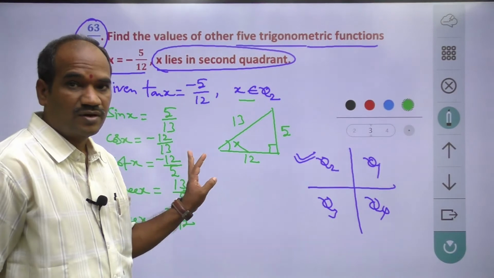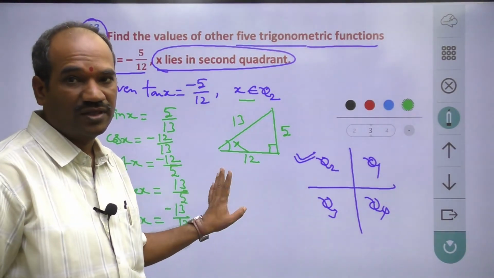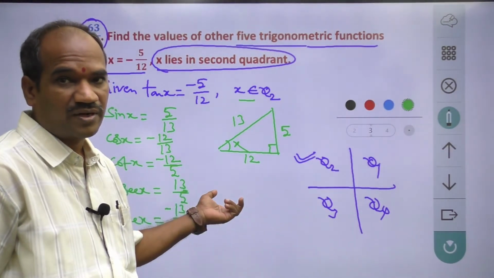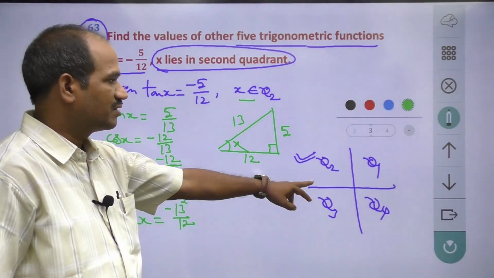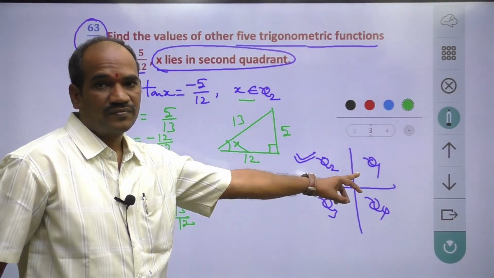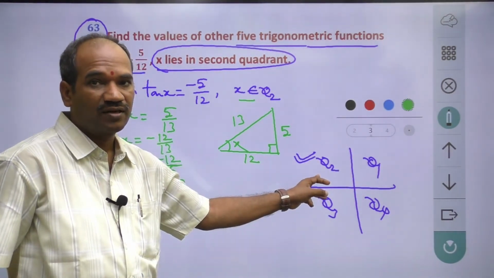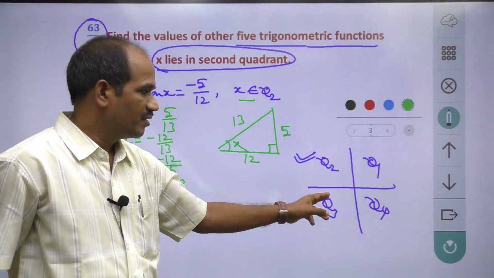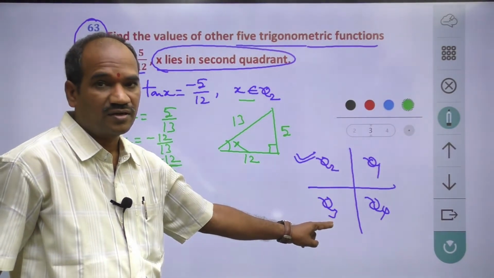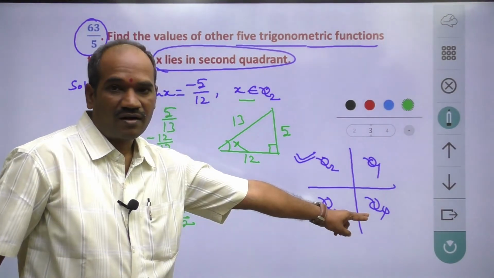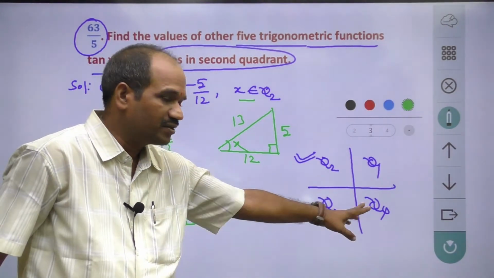In this model all problems follow the same procedure, no change. So practice these easy problems one time; don't feel it is hard. First concept: in the first quadrant all ratios are positive. In the second quadrant sin and cosecant are positive, remaining ratios negative. In the third quadrant tan and cot are positive, remaining negative. In the fourth quadrant cos and secant are positive, remaining negative.